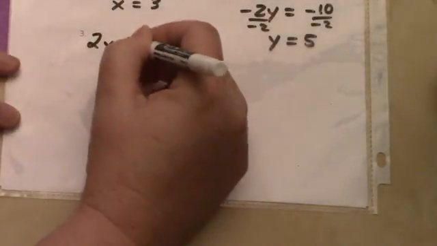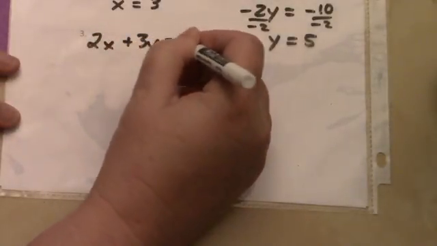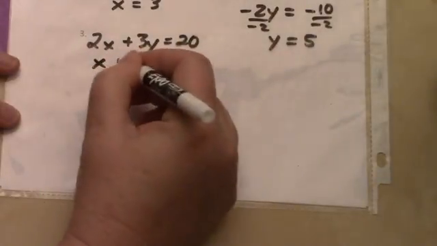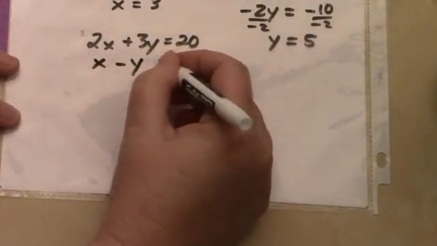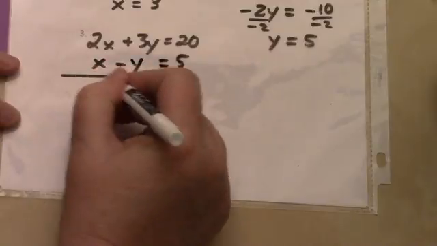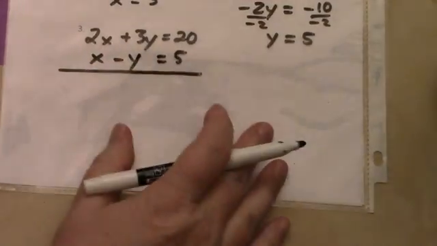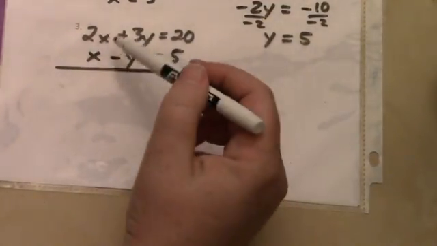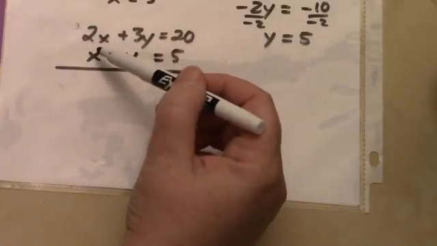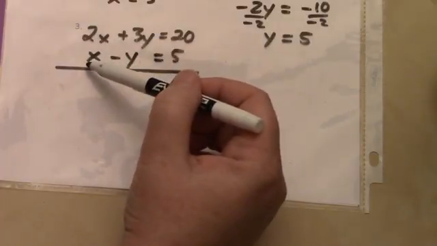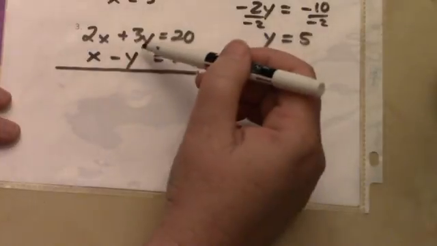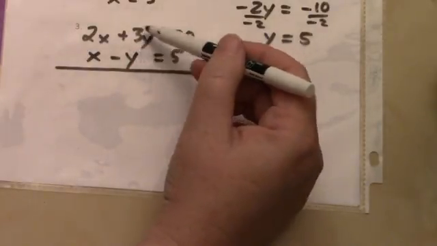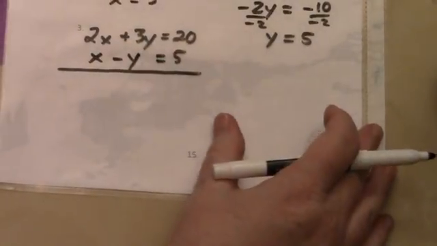Let's do one more together. Let's try 2x plus 3y equals 20. x minus y equals 5. What are we going to do with this? Well, if I add these, I don't get 0. If I subtract these, I don't get 0. If I add these, I don't get 0. If I subtract them, I don't get 0.